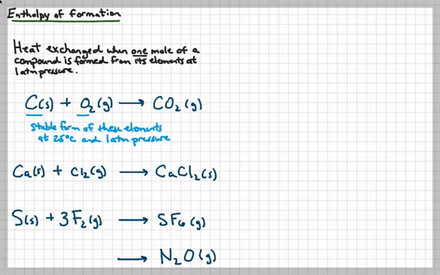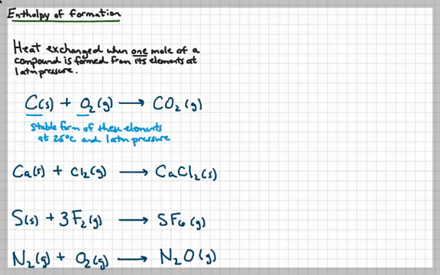Formation of dinitrogen oxide gas. So what are the stable forms of nitrogen and oxygen at 25 degrees and 1 atmosphere pressure? What are the common forms of those elements? You might know already. Nitrogen, just in the air, what is it? Well, it's N2 gas, right? And the stable form of oxygen is O2 gas. So these are the pure forms of those elements.